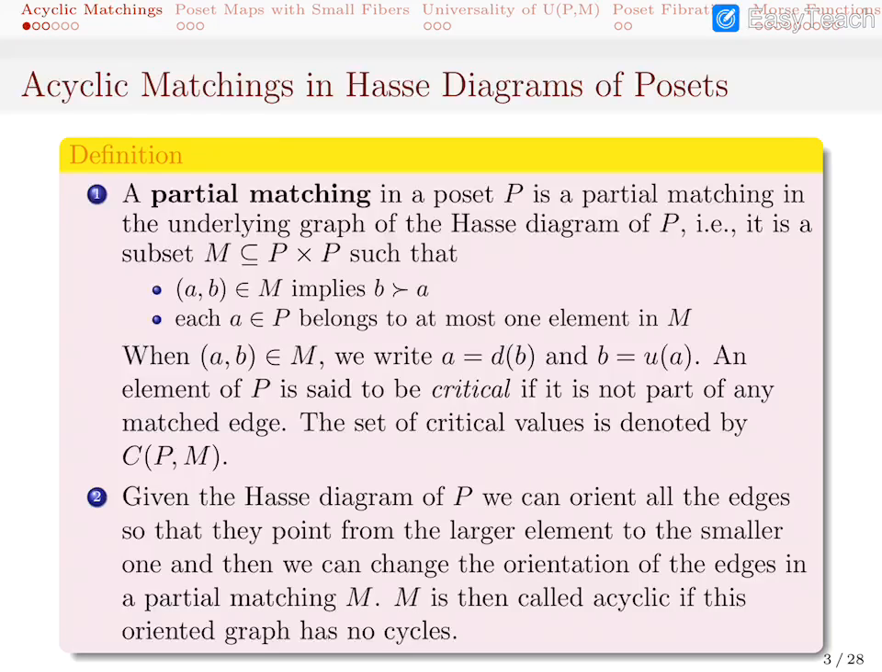And secondly, we have a notion of acyclic matchings. If we are given the Hasse diagram of P, then we can orient all the edges so that they point from the larger element to the smaller one in general, and if you have a matched edge, then you just reverse the orientation. And then we say that M is acyclic if this oriented graph doesn't have any cycles.